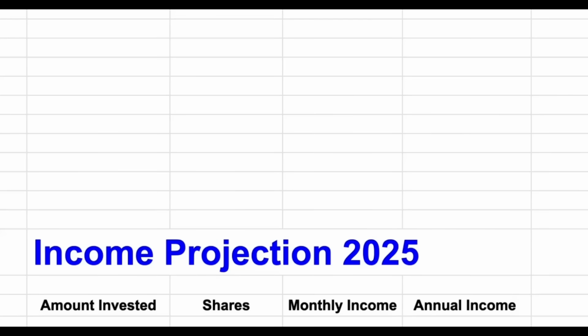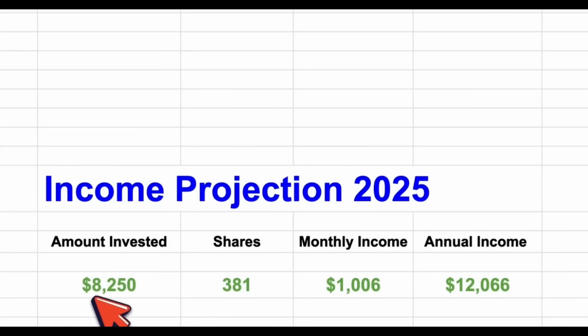Here I have an income projection for 2025, because this is the year this investor wants to invest their money. So how much should you invest to make sure you're receiving exactly $1,000? You're going to invest $8,050. That will give you 281 shares of MSTY. Monthly income will be 1,006. Annual income of 12,066.